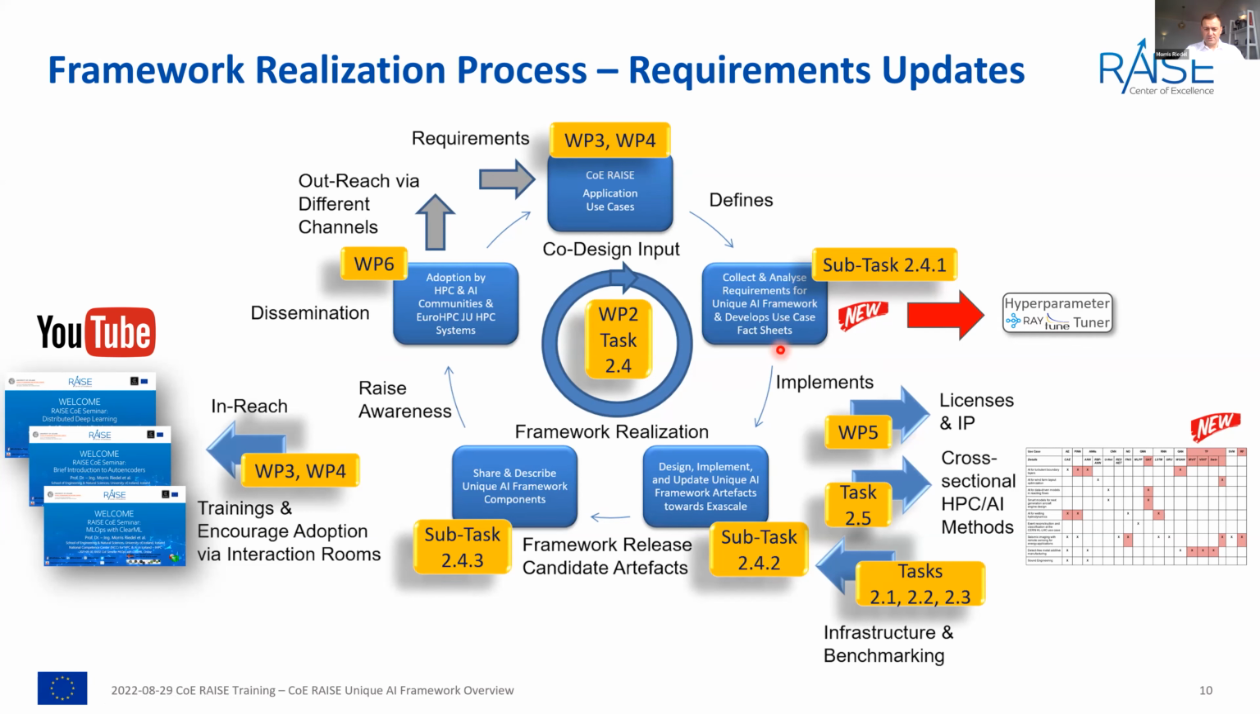So we implemented it in the framework, and with this we also had this as an input to many of the other tasks. The idea is working together with other work packages: when we have this framework realized with all its components and unique AI framework components, we of course have another round and influence work package 3 and work package 4 use cases, right? So with this, it gets distributed.